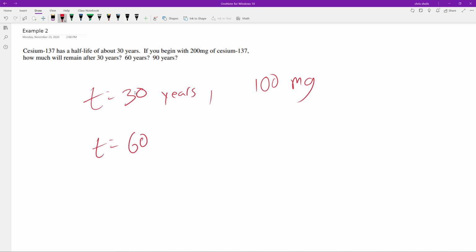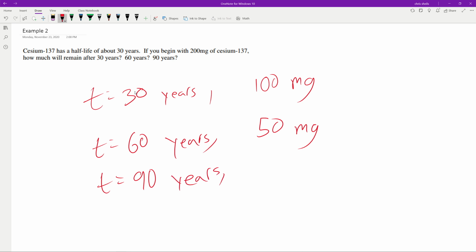And t equals 60 years. That's another 30 years after the first 30 years. So once again, the substance halves. We'll have 50 milligrams left. At t equals 90 years, once again, the amount of substance that we have will have halved. We will have 25 milligrams left after 90 years.